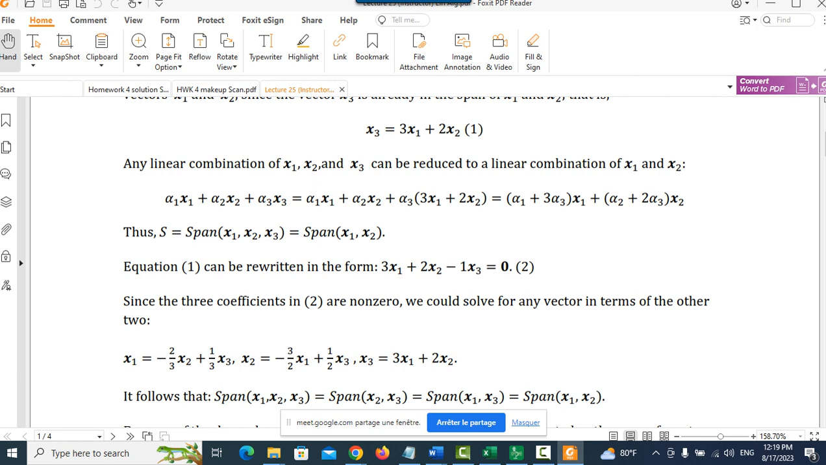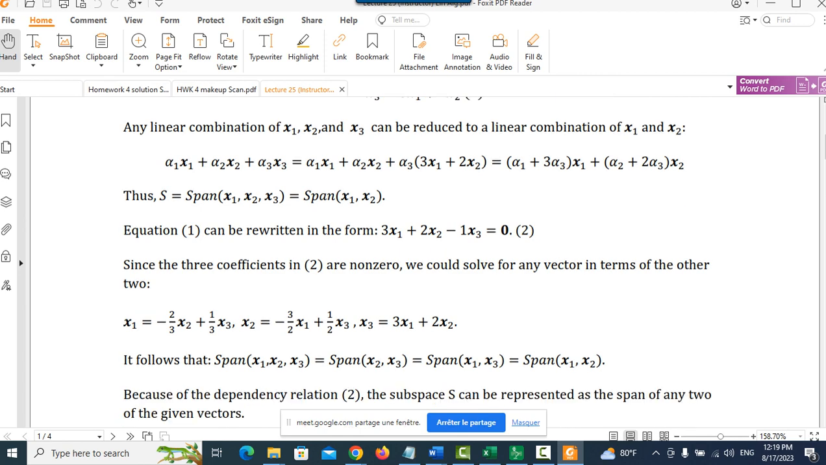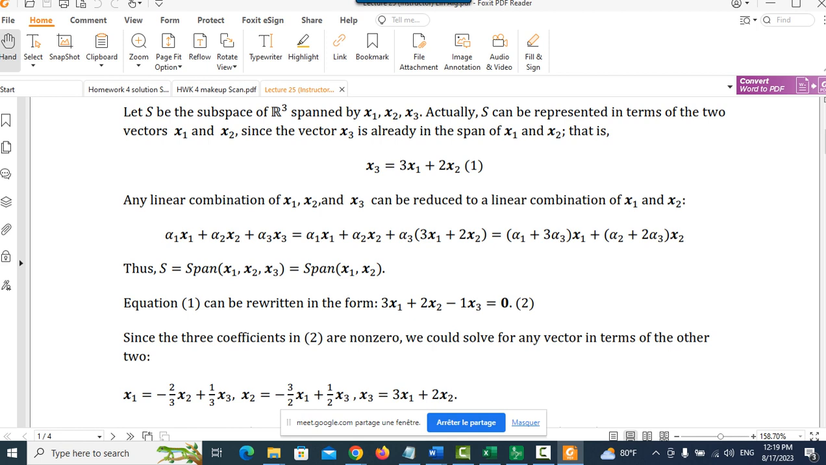So in other words, the set of all of the linear combinations of x1, x2, and x3 is equal to the set of all of the linear combinations of x1 and x2, because you can rewrite x1, x2, and x3 in terms of simply x1 and x2. So equation number 1 can be written in the form 3x1 plus 2x2 minus x3 equals 0. When we're talking about equation number 1, we're talking about this one here.